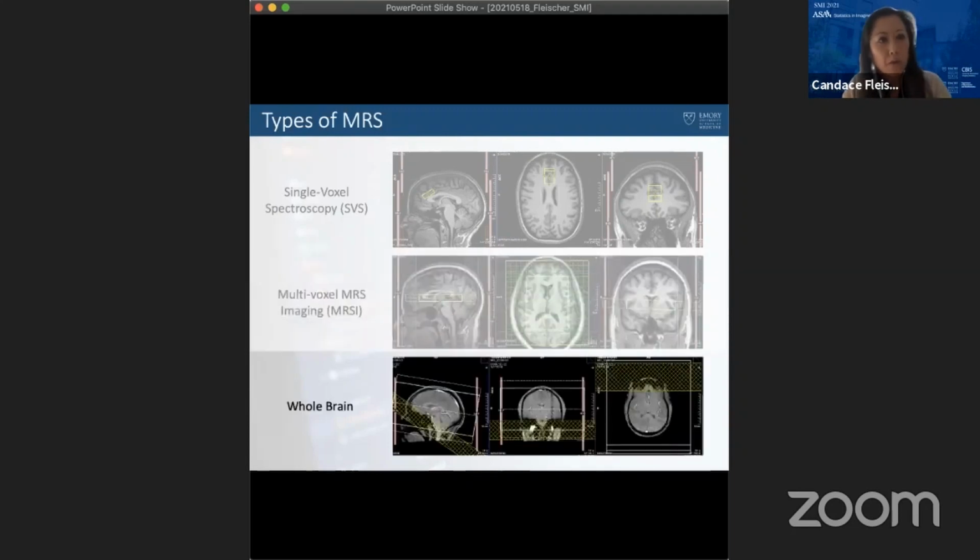And then more recently, we're able to do this across the whole brain. So we can actually get whole brain metabolite maps. This is largely limited to research, again, due to the length of the scans and some of the challenges, but we are able to use this in a lot of research applications.